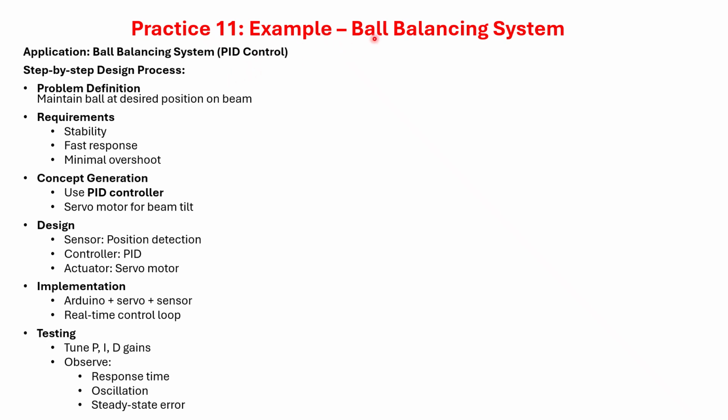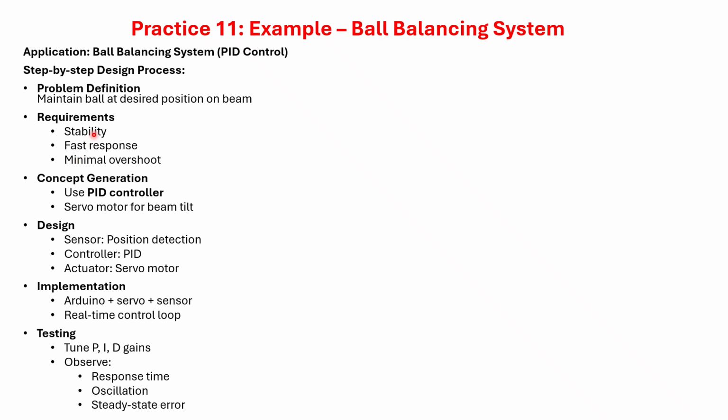We already discussed the ADDIE model for the ball balancing system. Now we'll see how the CDIO model is fitted to the same ball balancing system. If you look at the step-by-step design process, the first phase is the design problem identification phase. The problem is maintaining a ball at the desired position on the beam. If you look at the requirements, we need to stabilize the system and increase the system response, a fast response and minimum overshoot. So these are the requirements of the ball balancing system.